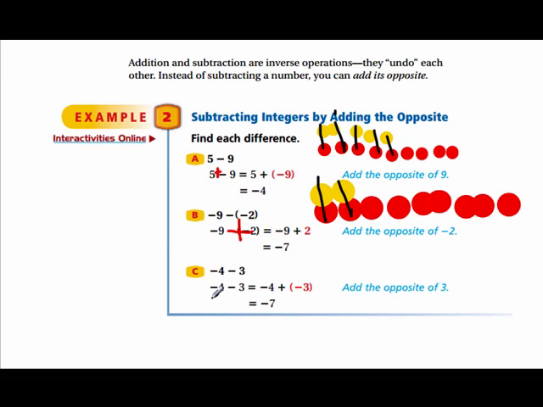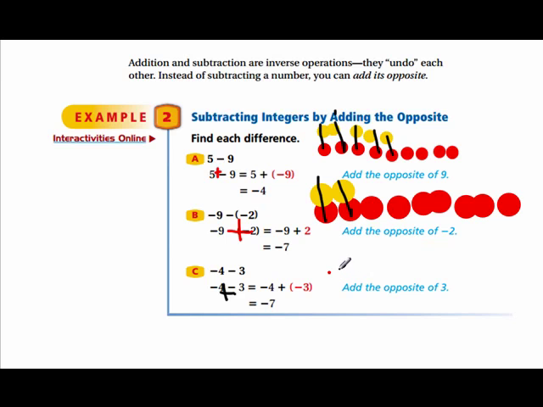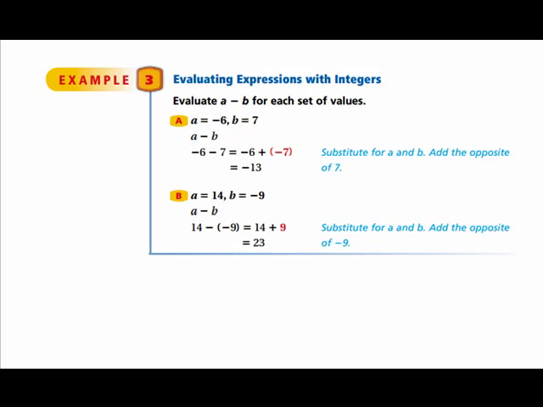Last one. Here we have a negative 4 minus 3. The way to turn this into an easy addition problem is to just put that positive, our adding sign, right here. Okay, so now we have negative 4 plus negative 3. Well, let's break out the counters again. This time they're really small. That's okay. 1, 2, 3, 4 negatives, and then we have 3 more negatives for a total of 7 negatives. Great. Let's move on to the next example set.